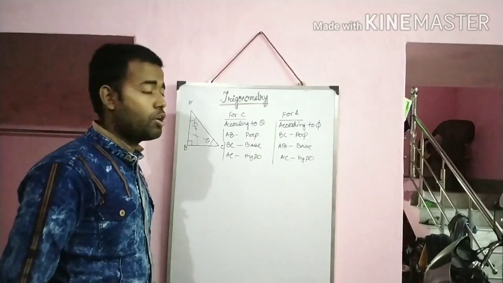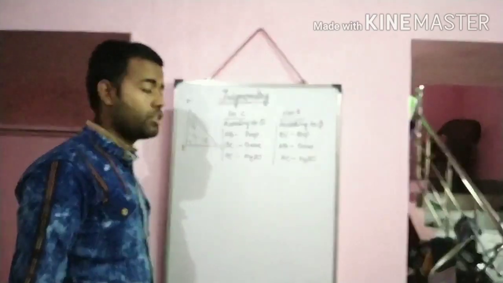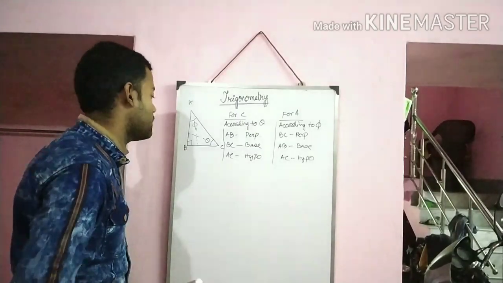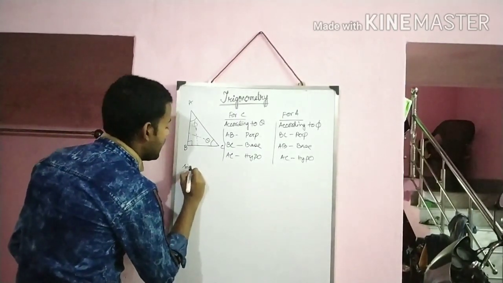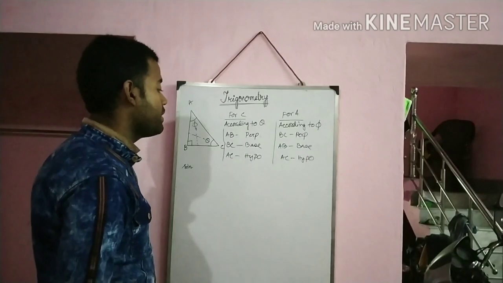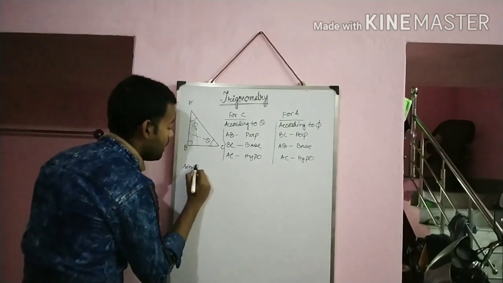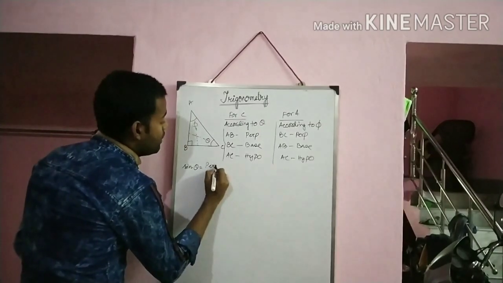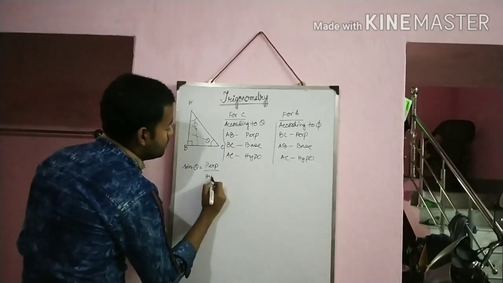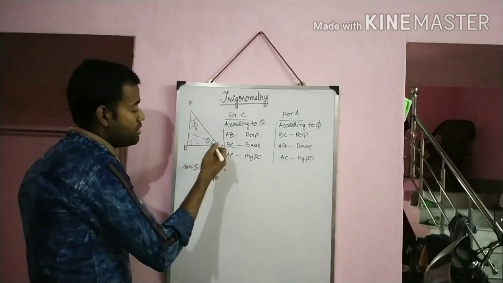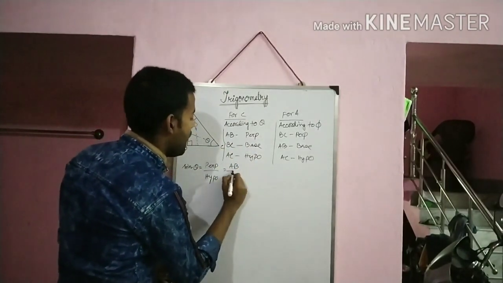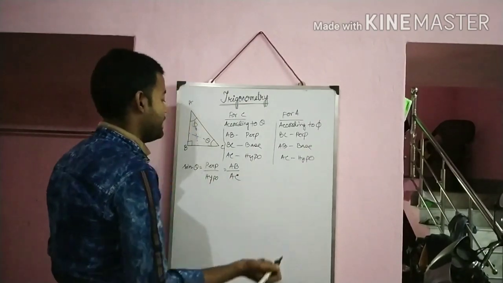Now we will define our trigonometrical ratios. There are 6 different trigonometrical ratios, of which 3 are basic. Those are sine, cos and tan. Now I will define these trigonometrical ratios using theta only. Sine theta is perpendicular by hypotenuse. According to our sum, according to theta, AB is the perpendicular and the hypotenuse is AC.